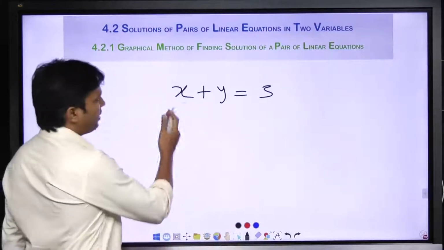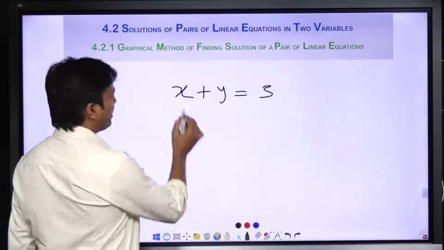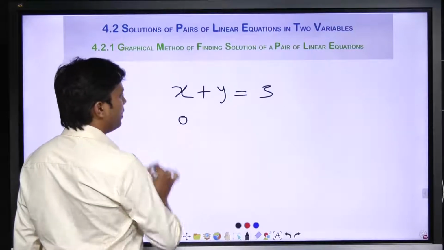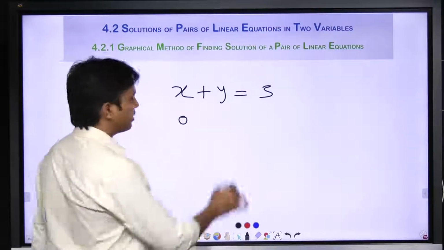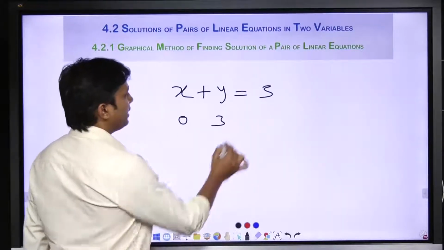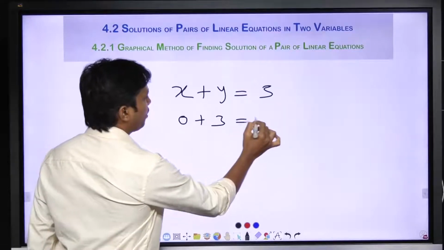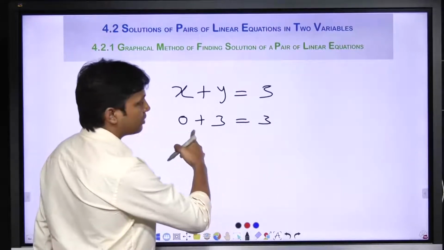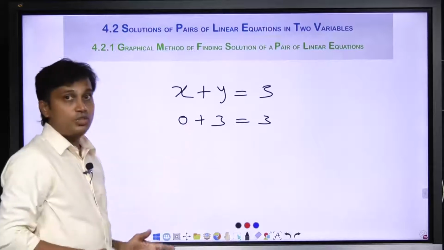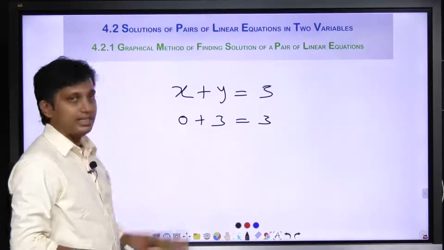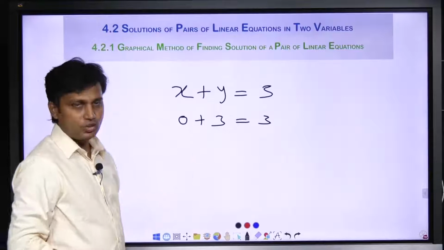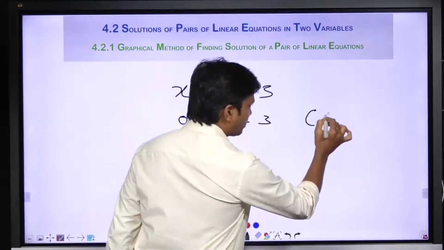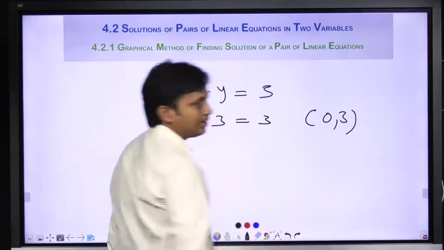So what values can we substitute here? For example, I'll take x equal to 0, then y equal to how much? 3, so y equal to 3. Then 0 plus 3 is equal to 3. So LHS equals RHS. So what are the solutions for x and y here? 0 and 3. Let us represent that with an ordered pair: 0 comma 3, right?